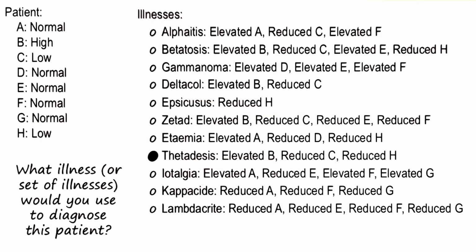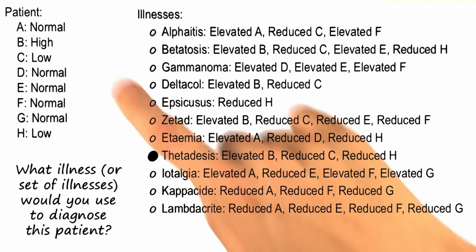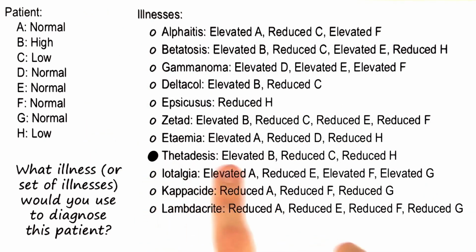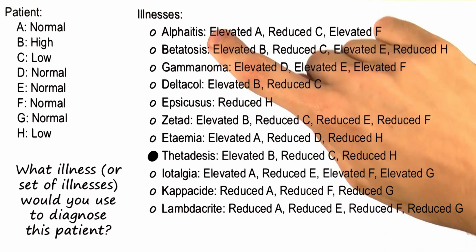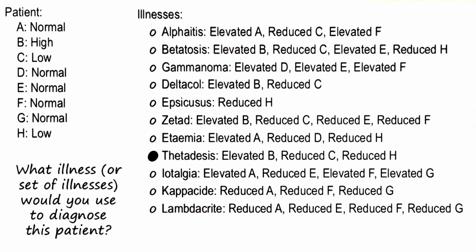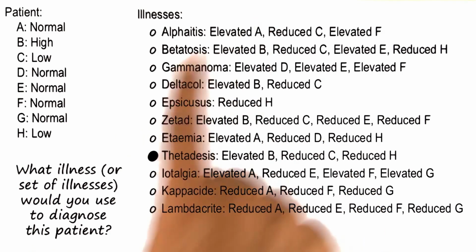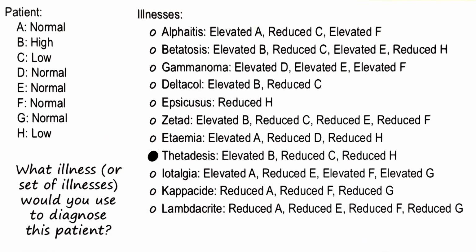So we also saw this in our initial exercise. We chose thetadesis as the most parsimonious hypothesis for these data. But imagine if we didn't have that as an option. If we didn't have thetadesis, we may have said that it's beta-ptosis, iota-algia, and capacide, because the elevated A we see in iota-algia cancels out the reduced A we see in capacide, which would account for our normal A levels. In general, cancellation interactions are very hard to account for.